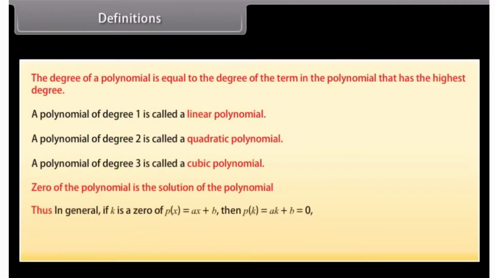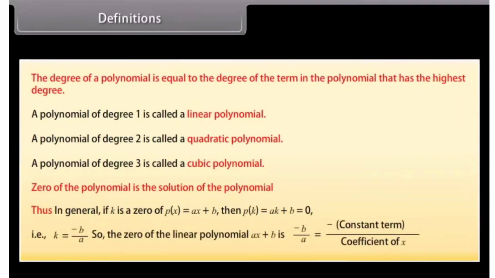Thus, in general, if k is a 0 of p(x) = ax + b, then p(k) = ak + b = 0. That is, k = -b/a. So the 0 of the linear polynomial ax + b is -b/a, which equals minus constant term upon coefficient of x.